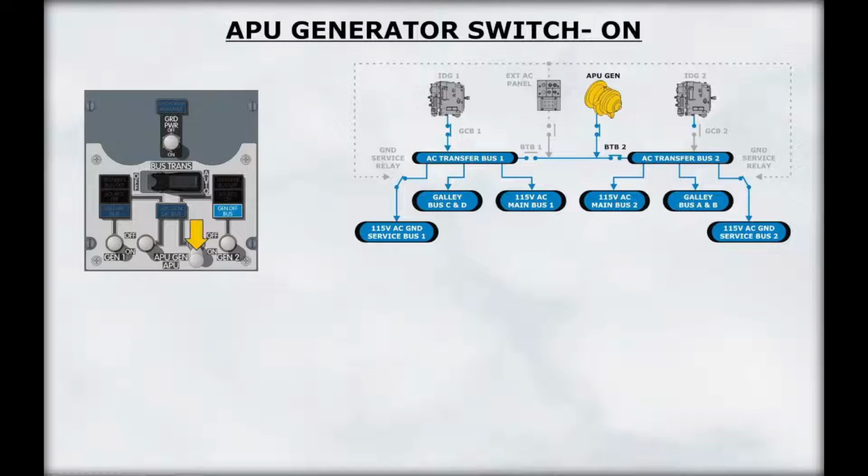Placing an APU generator switch to on when both IDGs are powering their respective transfer buses will disconnect the IDG power from the selected transfer bus and replace it with APU power. The other transfer bus is still powered by its respective IDG.